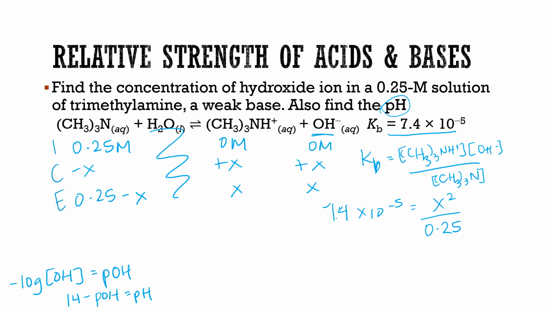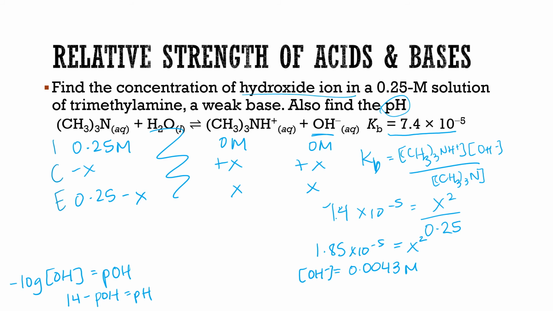So then when I multiply 7.4 times 10 to the negative 5 by 0.25, I get 1.85 times 10 to the negative 5 equals x squared. So then I'm going to take the square root. I get 0.0043 molar. So that is equal to the concentration of hydroxide, which is the first part of my question.